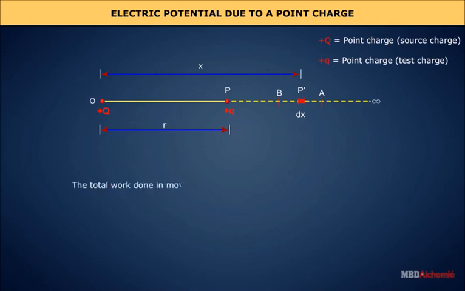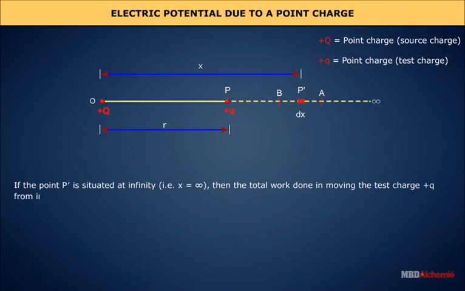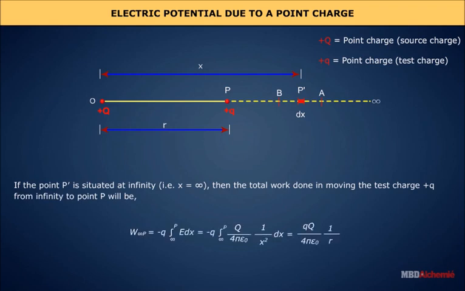The total work done in moving the test charge plus q from point P prime to point P is W_P'P, which is equal to minus q multiplied by integral of E dx from P prime to P. If the point P prime is situated at infinity, that is x is equal to infinity, then the total work done in moving the test charge plus q from infinity to point P will be W_∞P is equal to minus q integral of E dx from infinity to P, integrating which gives us source charge Q multiplied by test charge q upon 4 pi epsilon naught r.